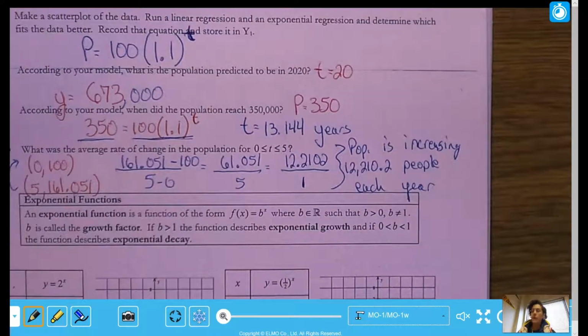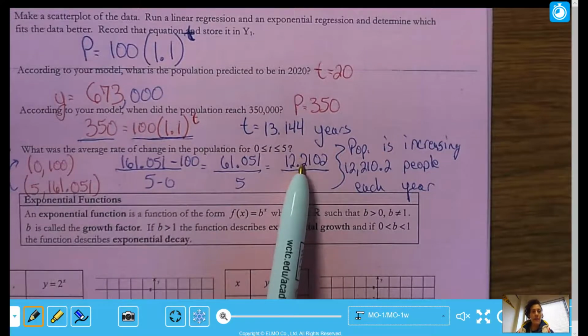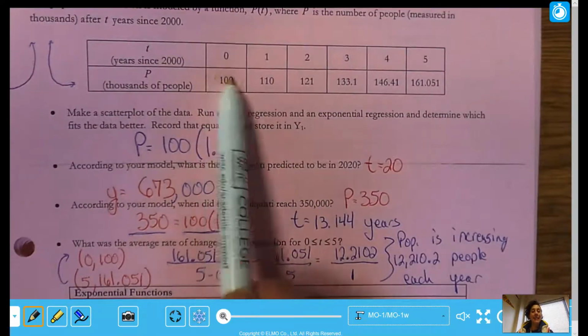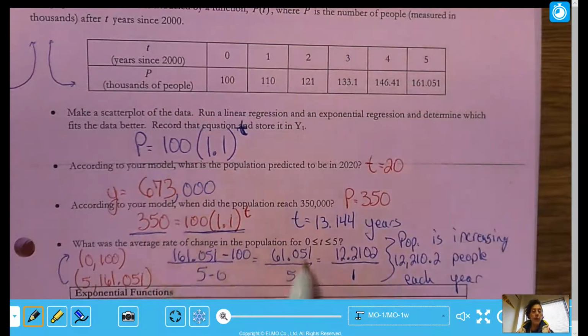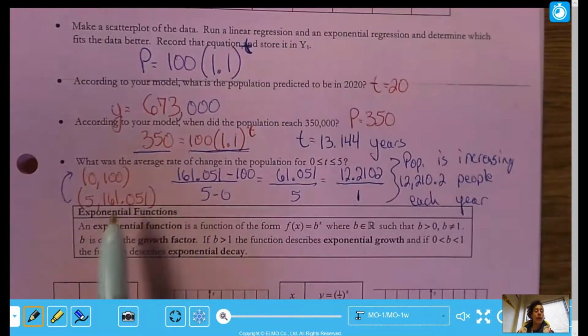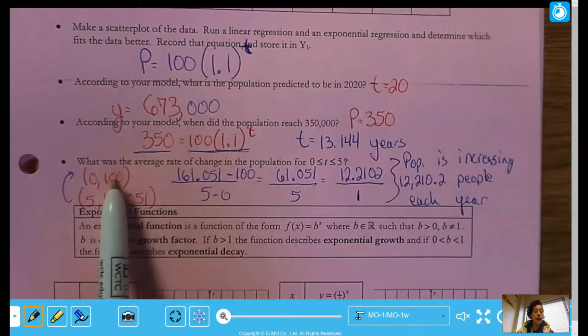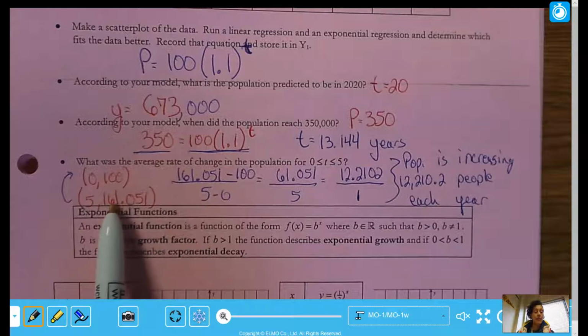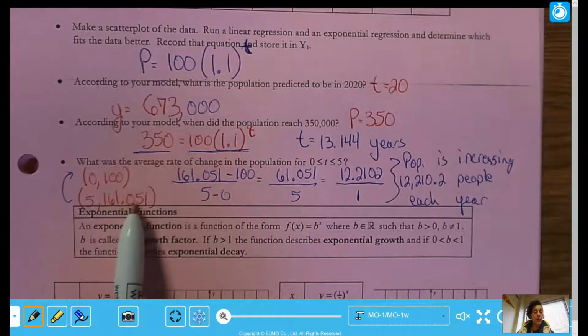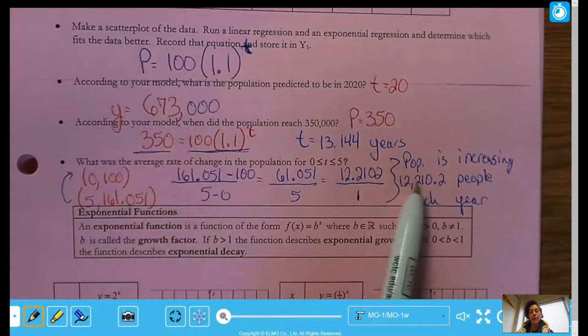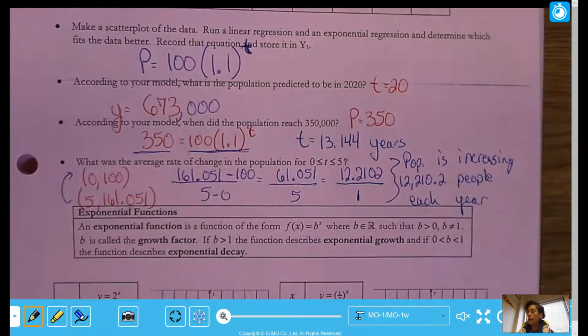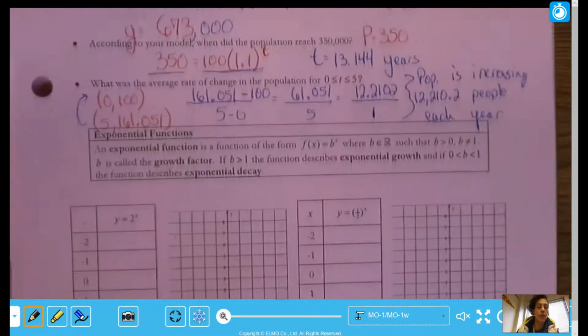Okay? So again, the reason why I took this times 1,000 is because my data is in thousands, but what I'm working with is not thousands. So the other option is I could have changed this into 100,000 and made this 161,051 and then done the math, and I would have gotten straight to that. All right. So that's just a word problem. Once you get the equation, you figure out which one you want to use, and then you start to put the numbers in.